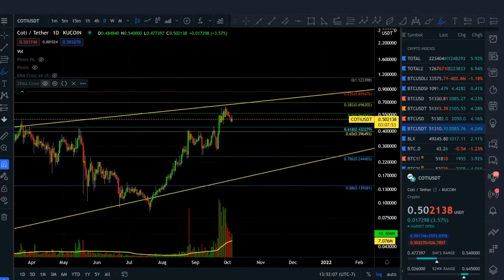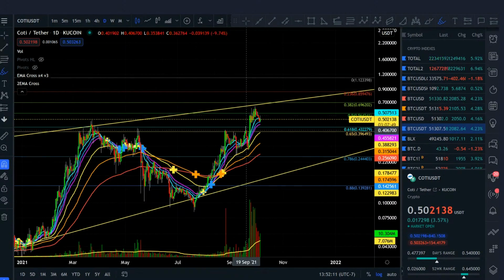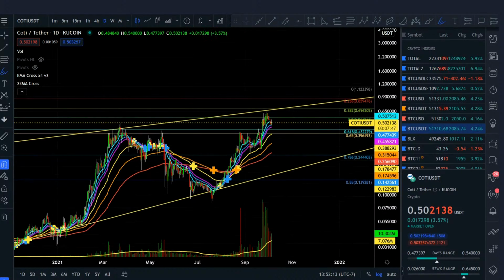How do we know this? We're golden crossed up. So when Bitcoin golden crosses up, meaning EMAs cross up and altcoins cross up, that means we are trending, we are uptrending.